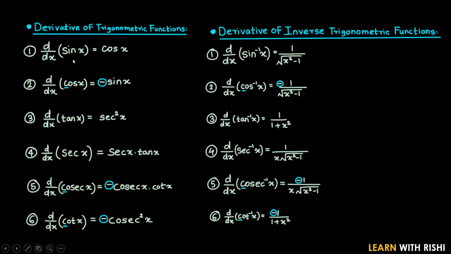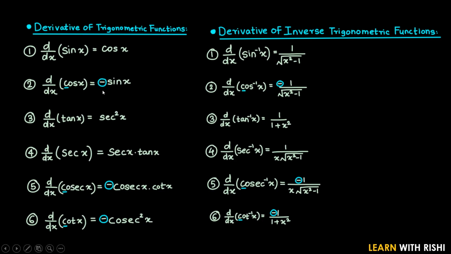So if it is sin x, we have the derivative of sin x as cos x. Derivative of cos x is minus sin x, derivative of tan x is sec square x. Derivative of sec x is sec x into tan x. Derivative of cosec x is minus cosec x into cot x. Derivative of cot x is minus cosec square x.